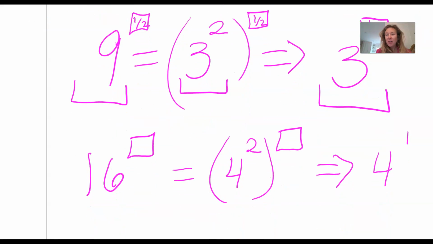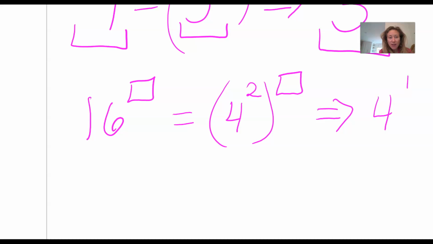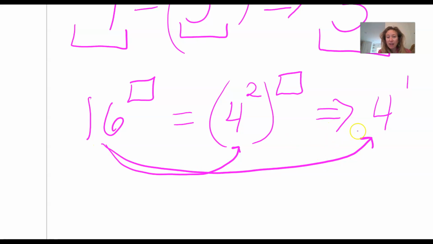Let's take another example of this. 16 is the same as 4 squared, but I want to write 16 to what exponent, and it goes all the way to 4 to the first power. So this would be called the work step, right? We start with the original and then we go to the answer. But in between, usually we do some work.